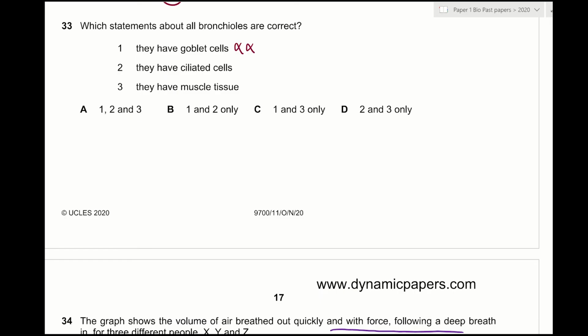So this is incorrect. 2. They have ciliated cells. This is correct, in order to sweep the dust and the mucus. 3. They have muscle tissue. This is correct. They have smooth muscle to be able to control the volume of air that actually enters. Therefore, the answer is going to be D.